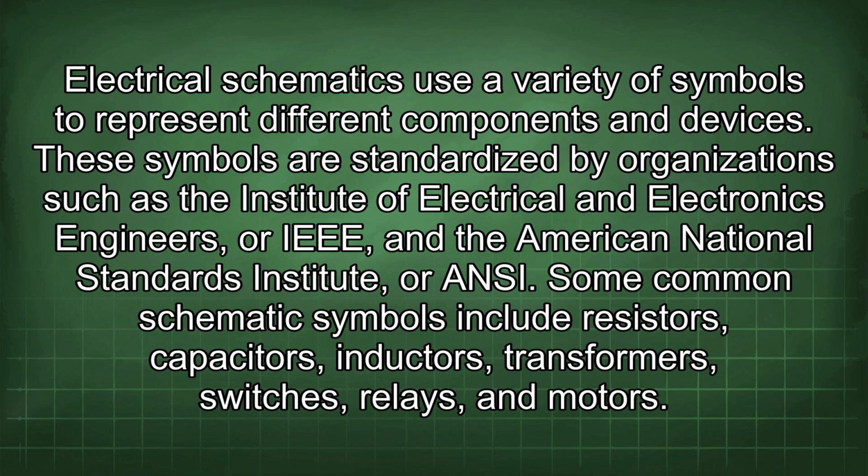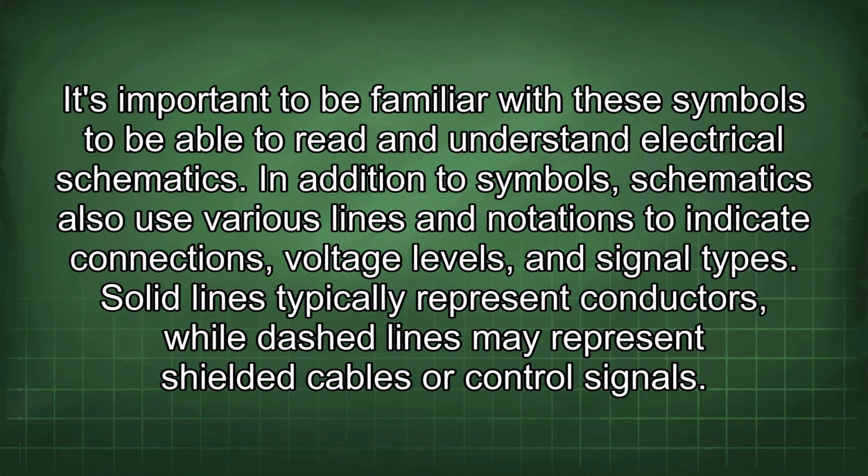Some common schematic symbols include resistors, capacitors, inductors, transformers, switches, relays, and motors. It's important to be familiar with these symbols to be able to read and understand electrical schematics. In addition to symbols, schematics also use various lines and notations to indicate connections, voltage levels, and signal types.